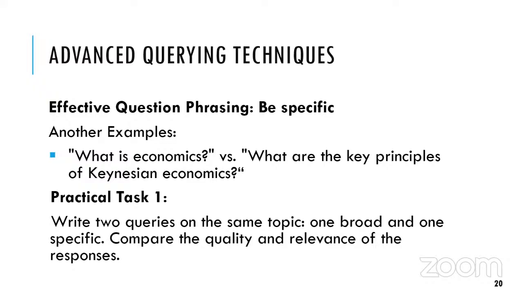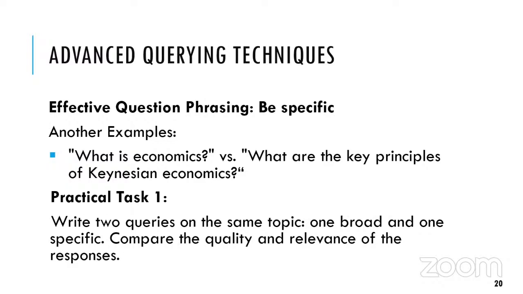Another example which we will also want you to look at is this: what is economics versus what are the key principles of Keynesian economics? Which of them is more specific? Of course, key principles is more specific than just saying what is economics. So have this at the back of your mind.